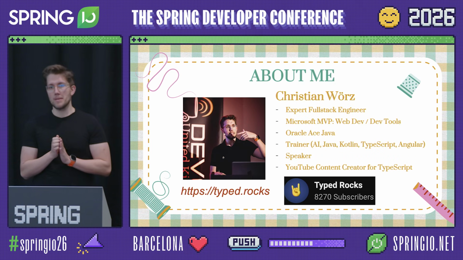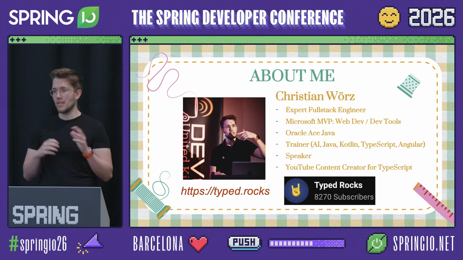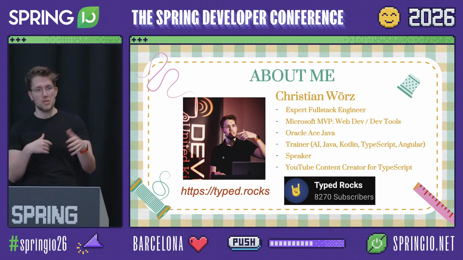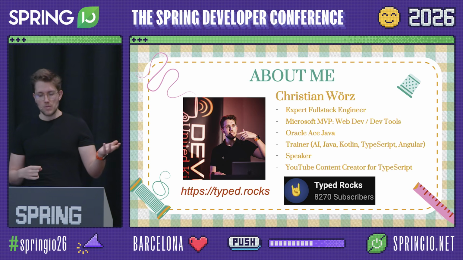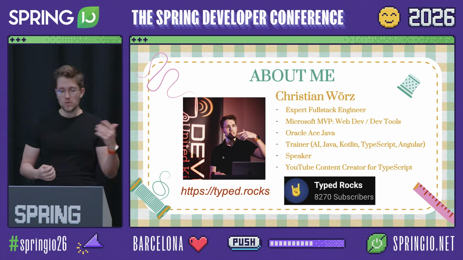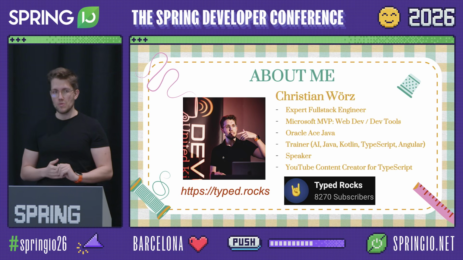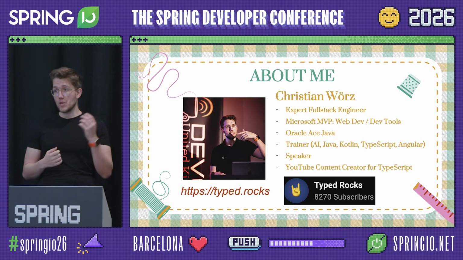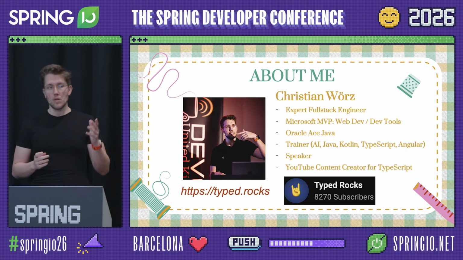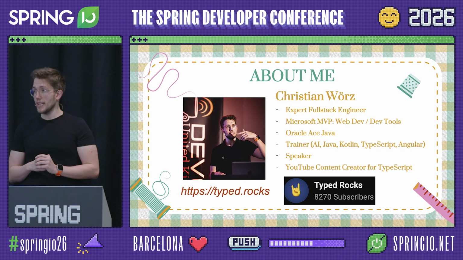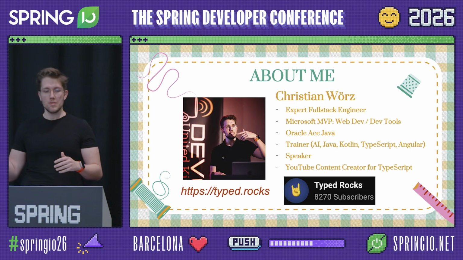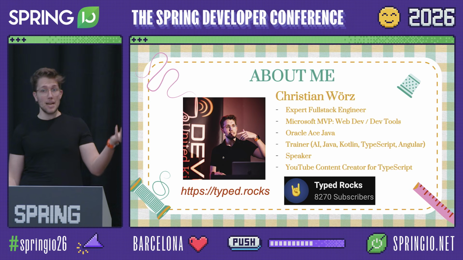Short introduction to myself. My name is Christian. I've been working as a software engineer for the last 16 years. Started with Java 5, and then 9 years ago, I switched over to more of a full stack role. Since then, I'm also heavily working in the front-end area with TypeScript, JavaScript, and Angular. Now, I'm also a Microsoft MVP for web dev and developer tools, Oracle ACE in Java, and I also do trainings for Agentic AI, Java, Kotlin, TypeScript, and Angular. And I also really enjoy doing conference talks like this one here at Spring.io. And in my spare time, I also do content creation on YouTube about TypeScript.